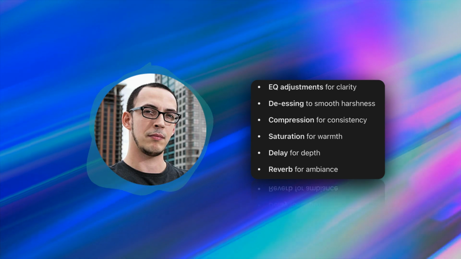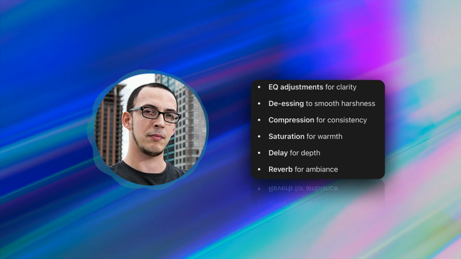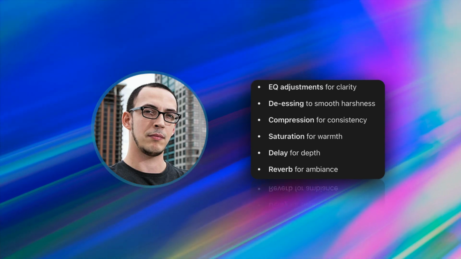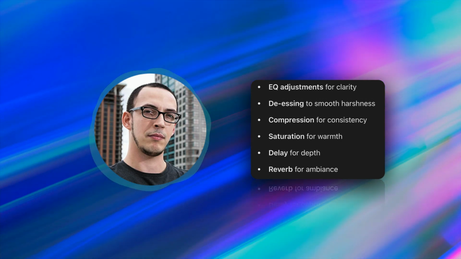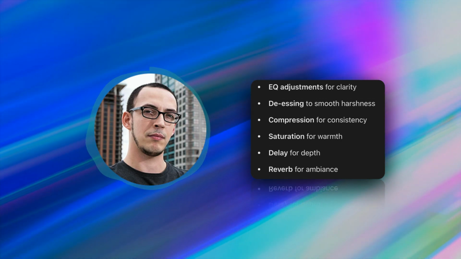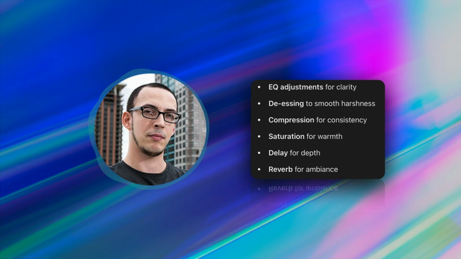In today's session, we covered the six essential steps of vocal mixing, starting with EQ adjustments for clarity, followed by de-essing to smooth harshness, compression for consistency, and saturation for warmth. We also explored delay and reverb to add depth and ambience, ensuring that our vocal tracks are polished and professional. Remember, the goal is to enhance the vocal without making it sound overprocessed. These basic tools are very powerful when used correctly, and they can dramatically improve the quality of your mixes. Practice consistently, and don't be afraid to experiment with different settings to find what works best for your music.